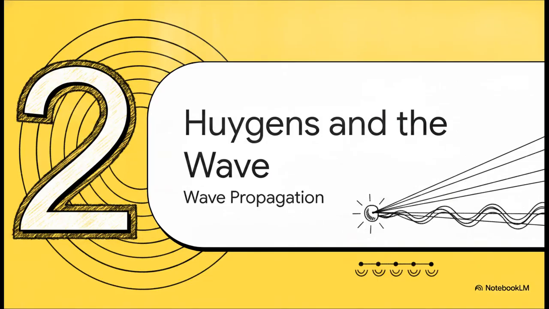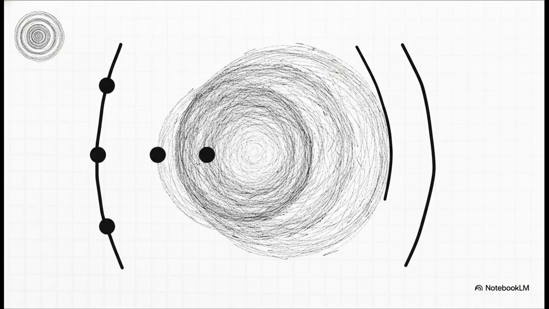Section 2. Huygens and the Wave. Okay, so we know light tries to save time, but let's zoom in on the physical mechanics of how light actually travels through 3D space to pull this off. Enter Huygens' principle. Huygens proposed that every single point on a wavefront acts as a brand new source. These sources create spreading secondary wavelets that push outward. The new wavefront is just the envelope, the tangent line of all those expanding wavelets combined.